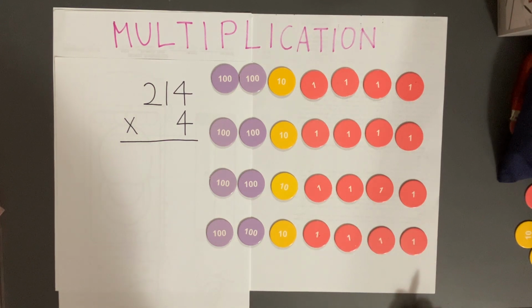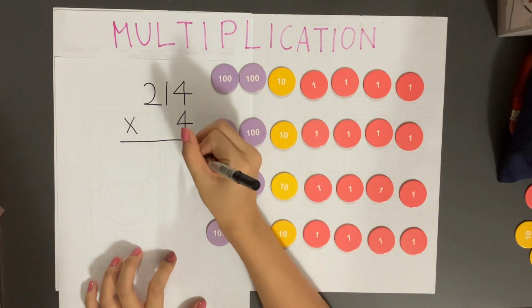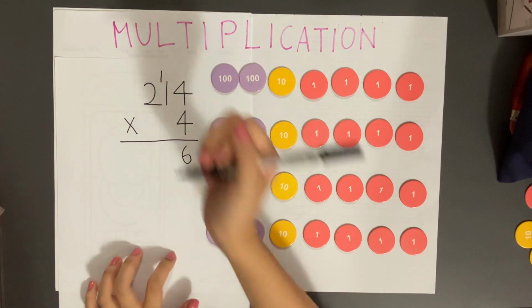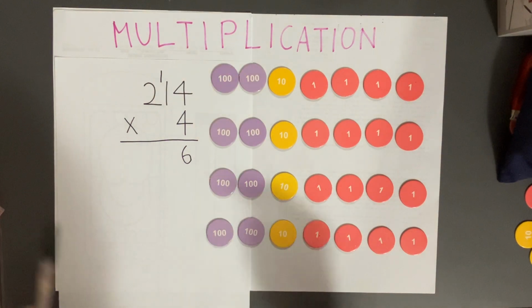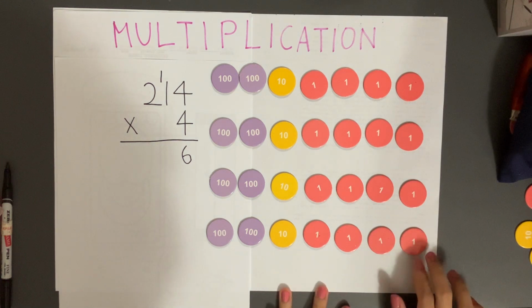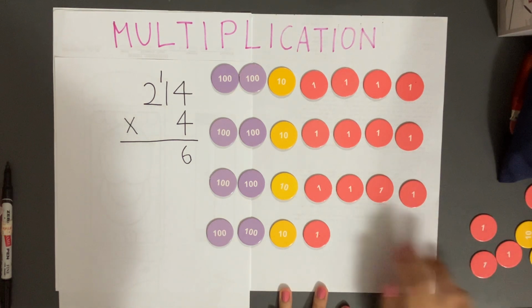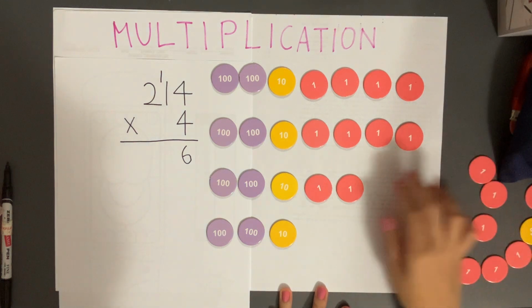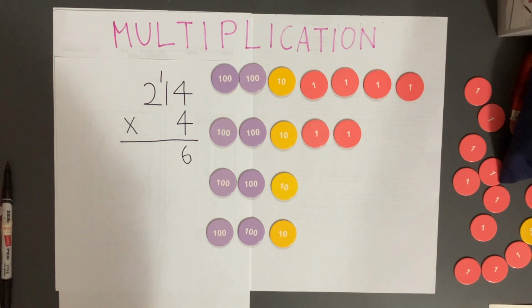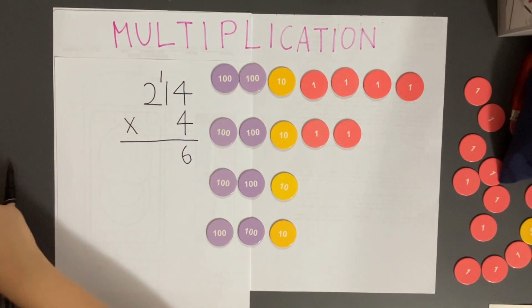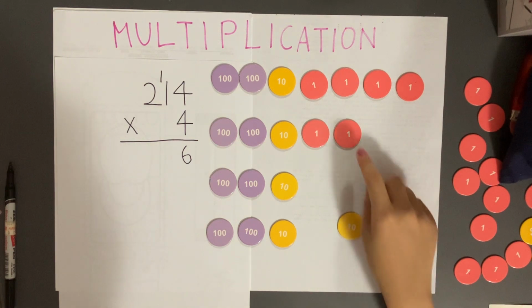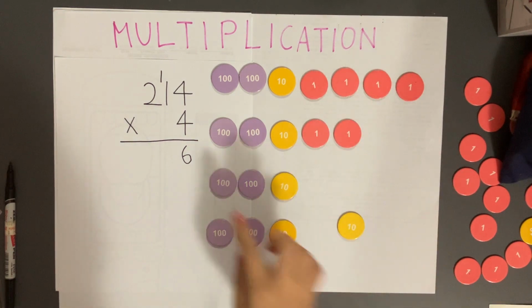16 ones, I can rename it as 6 ones and 1 ten. So if I rename it, I need to exchange, right? So I need to take away 10 ones. 1, 2, 3, 4, 5, 6, 7, 8, 9, 10 ones. And I need to exchange it for 1 ten. So let's check. I have 1, 2, 3, 4, 5, 6 ones left, which is how I have 6 here.